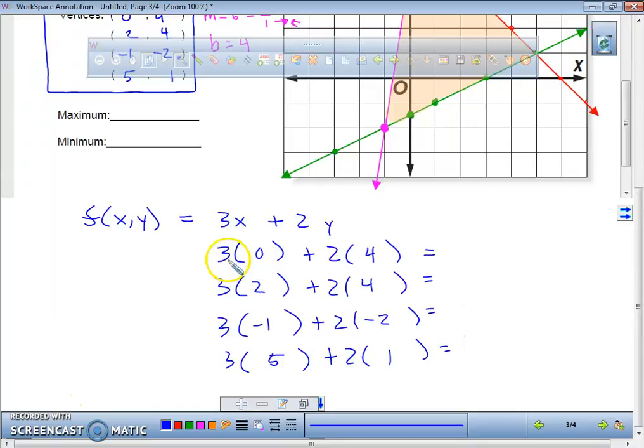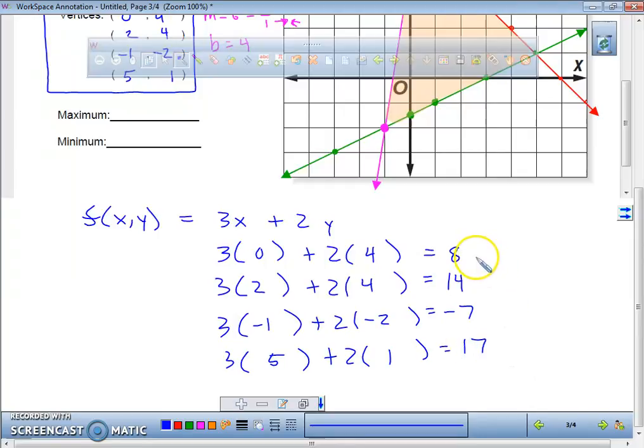All right, now we have 3 times 0 is 0, plus 2 times 4 is 8. 3 times 2 is 6. 2 times 4 is 8. 6 plus 8 is 14. Got a -3 and a -4. Yeah, this is a -7. Got a 15 and a 2. That gets us to a 17.